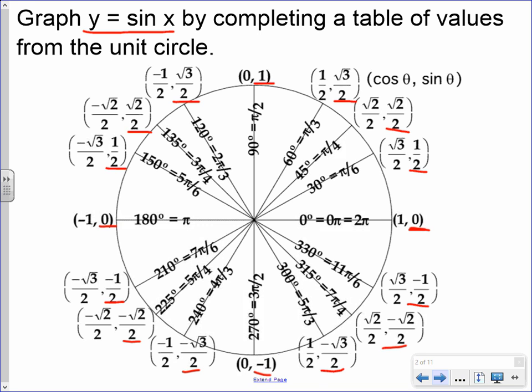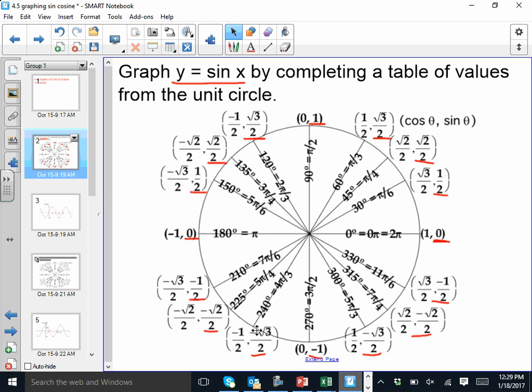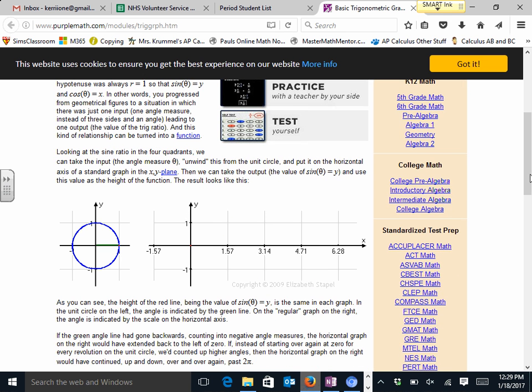I'm going to give you a little animation here. This animation is going around the unit circle, and it's taking all of those y values and plotting them on this graph. So at 0, we're at 0. At pi over 2, we're at 1. At pi, we're at 0. At 3 pi over 2, it hits -1. And at 2 pi, it's back to 0. Okay? This, ladies and gentlemen, is the graph of y equals sine of x.